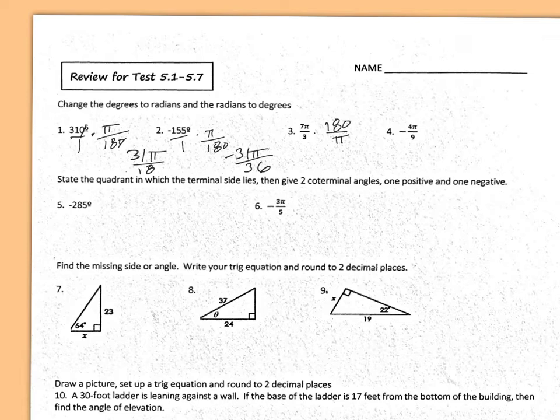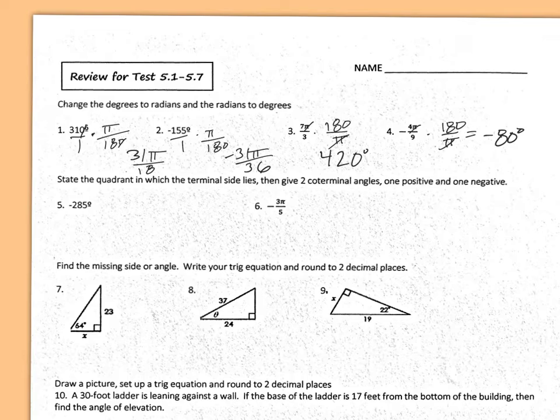Now when we're trying to get rid of the pi, put that on the bottom. Now this is just regular arithmetic. 7 times 180 divided by 3 is 420. In degrees, please put the degree symbol on your answer. And here again, negative radians will be negative degrees, so this is negative 80 degrees.